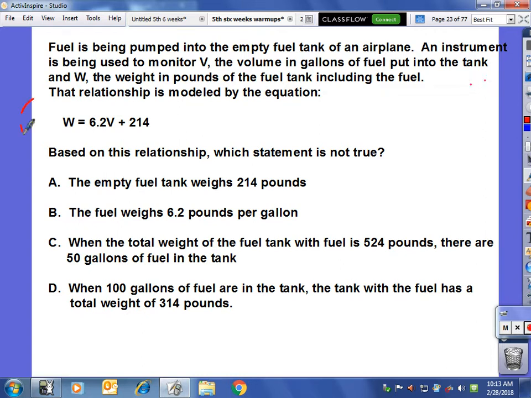Now, look at the equation. What is the independent? What's going in? The volume of the gas. That's how much gas you're putting in. What is dependent? The weight of the truck. What's happening to the weight of the truck?